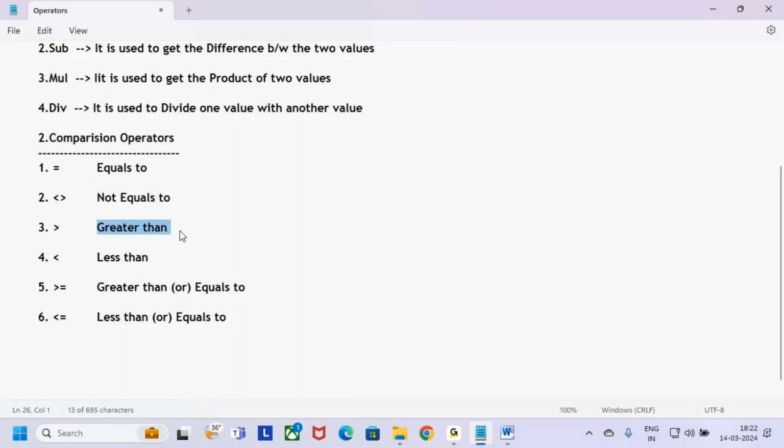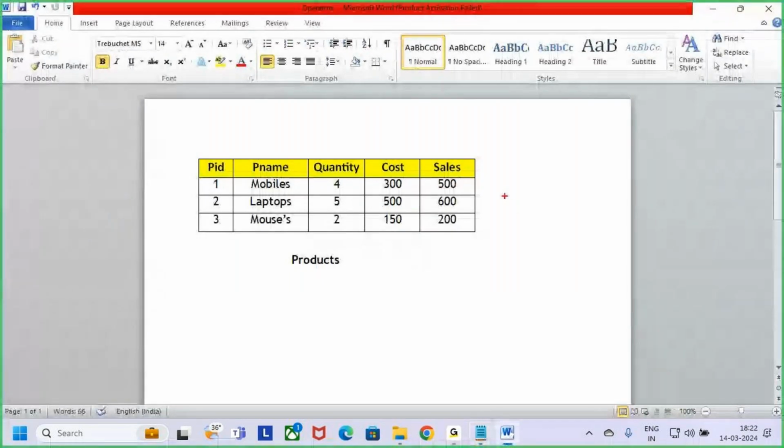And the next one is greater than. Now try to understand what my requirement is. From this table I want to find the product details where the cost price is greater than 300, guys. Which product's cost price is greater than 300? Those products only I want in the output. Or I want to identify the products where the cost price is greater than 300. Now how many products are there in this table where the cost price is greater than 300? Only one product. What's that product?